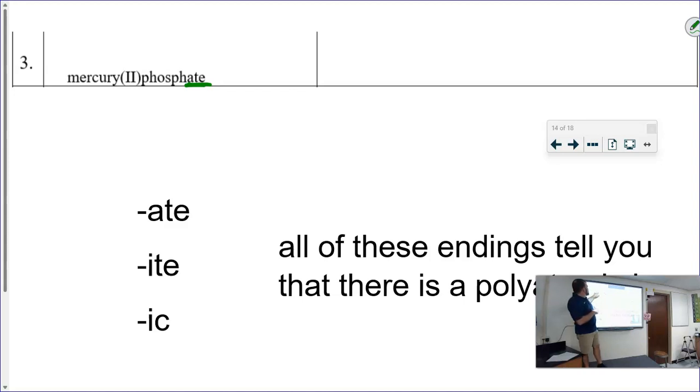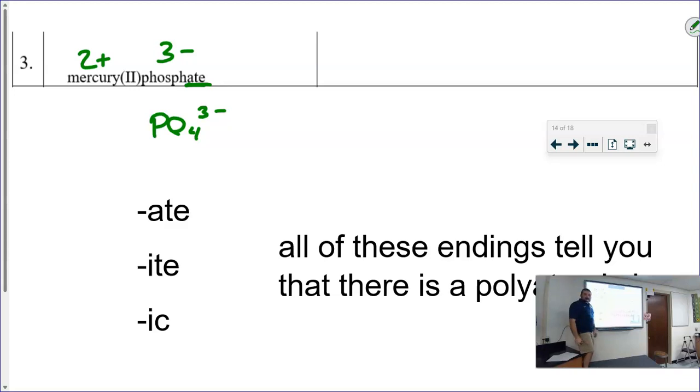So I've got mercury 2-phosphate. Well, the Roman numeral is telling me my mercury is 2+. Cool. I go and find phosphate. On the back of your periodic table, what you should find is this. PO4 with a 3- charge. So I've got 3-. So again, I've got my cation, 2+. I've got my anion, 3-.